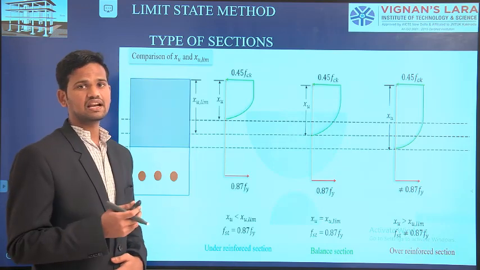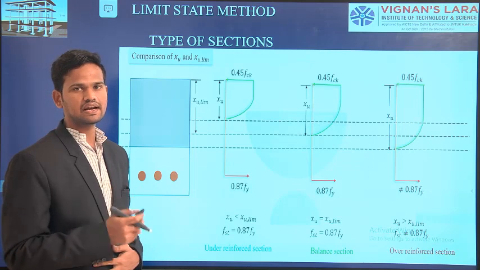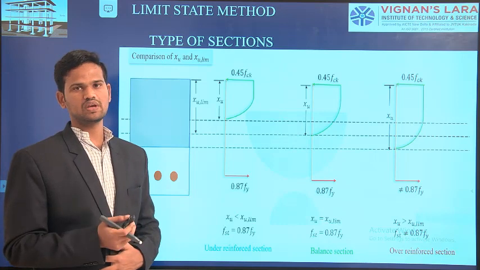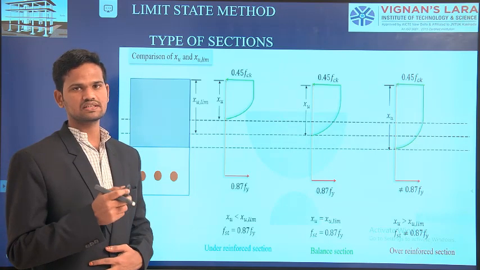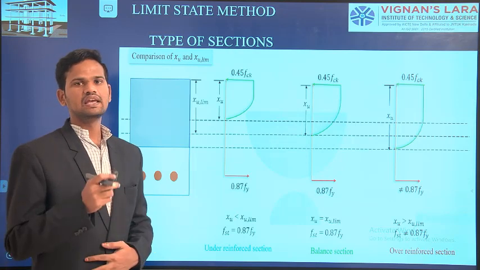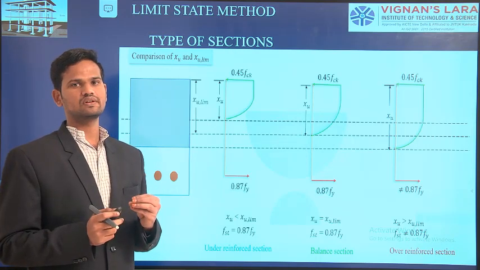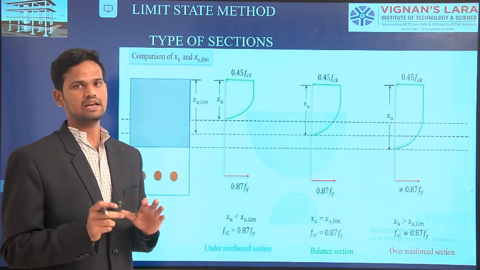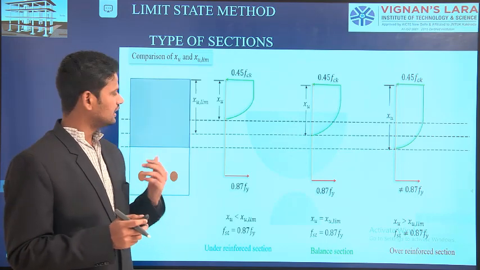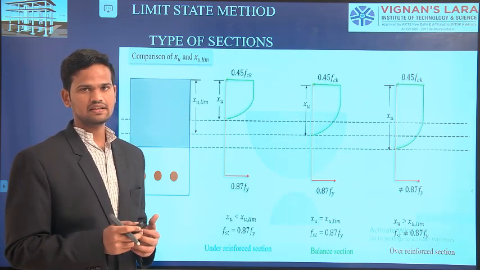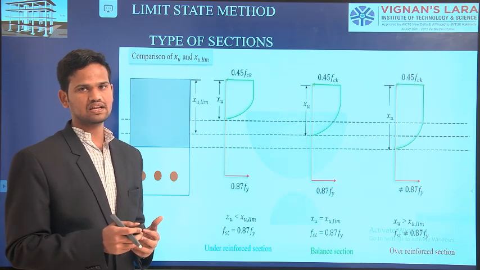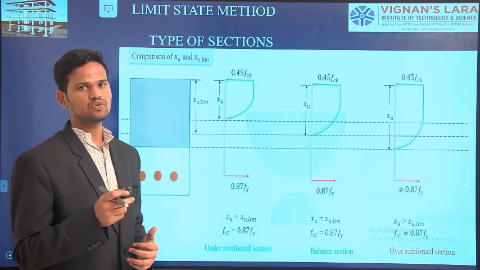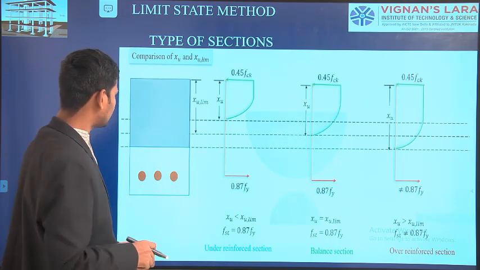In previous lectures on the working stress method, we already discussed these types of sections. In the working stress method also we have balanced, under reinforced, and over reinforced sections. There we saw the different types of sections only briefly. In today's class we will explain them at length, all the terms, in the limit state method.